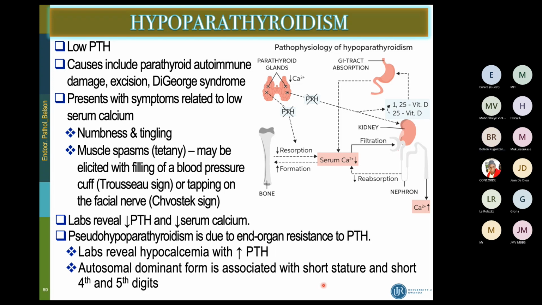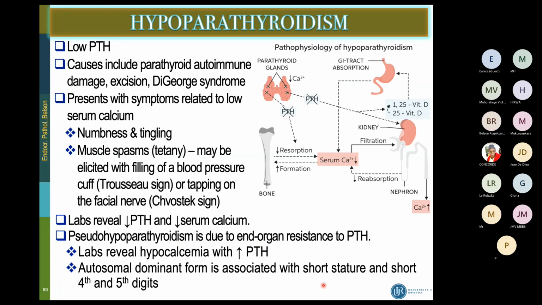So the person has the features of hypoparathyroidism, but which is not a true one. This is due to end organ resistance to PTH, meaning the PTH is there, is produced, but you find that the person has signs of hypoparathyroidism, meaning that there is low calcium. So laboratory will reveal hypocalcemia with increased PTH.